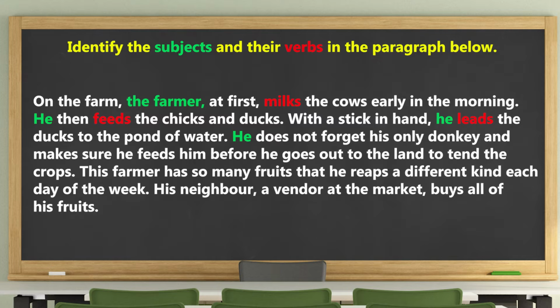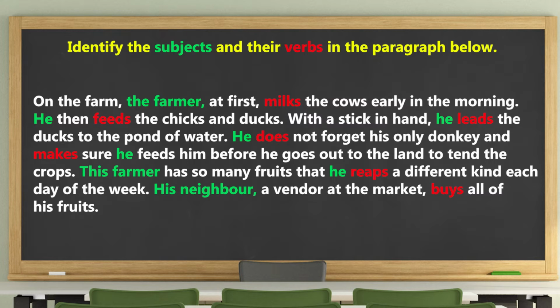He, subject, does, verb, not forget his only donkey, and makes, verb, sure, he, subject, feeds him before he goes out to the land to tend to the crop. This farmer, subject, has so many fruits that he, subject, reaps, verb, a different kind of fruit each day of the week. His neighbor, subject, a vendor at the market, buys, verb, all of his fruits.